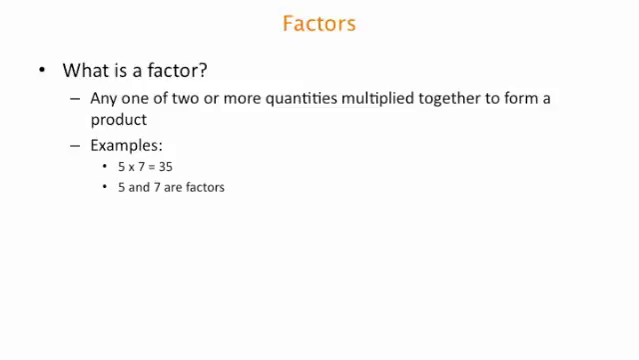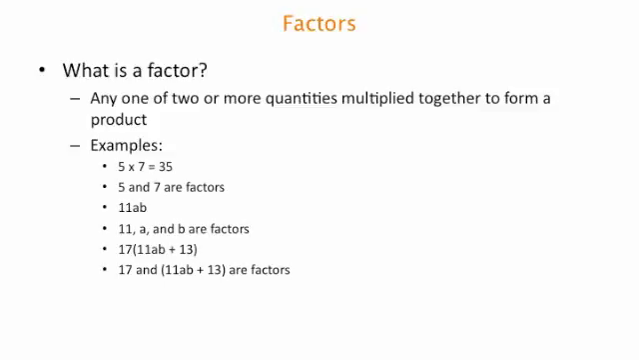Now, what is a factor? It's any one of two or more quantities multiplied together to form a product. For example, 5 times 7 equals 35. That means 5 and 7 are factors. If I have a term that looks like 11ab, then 11, a, and b are each factors.